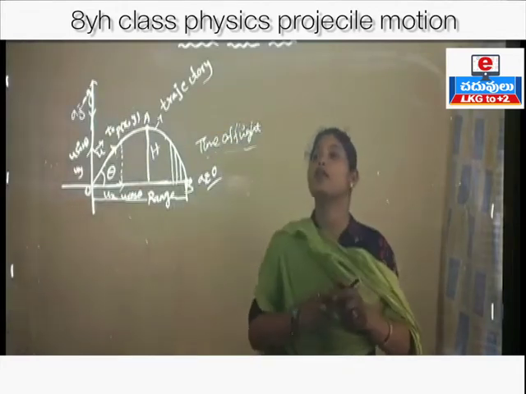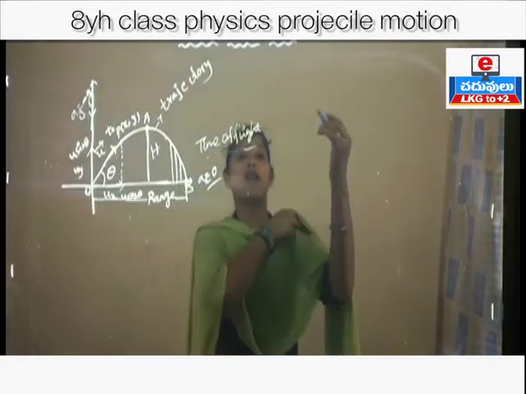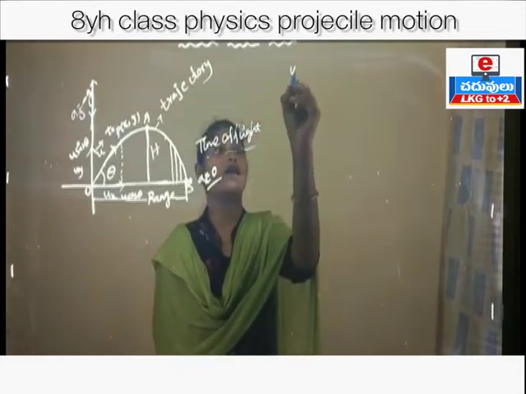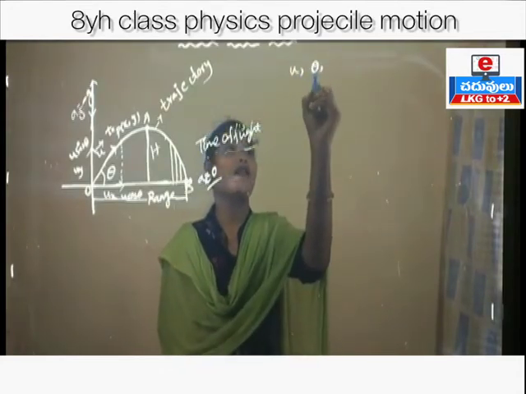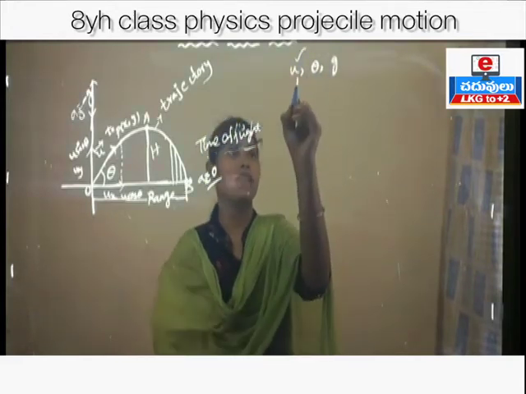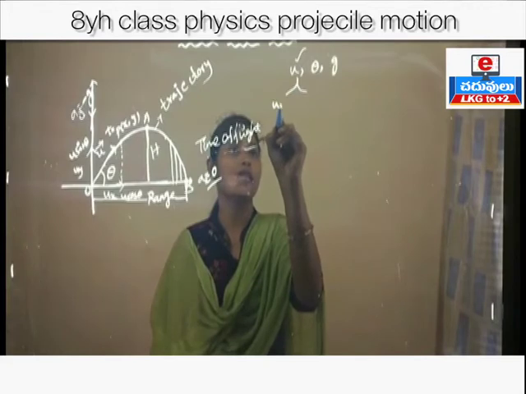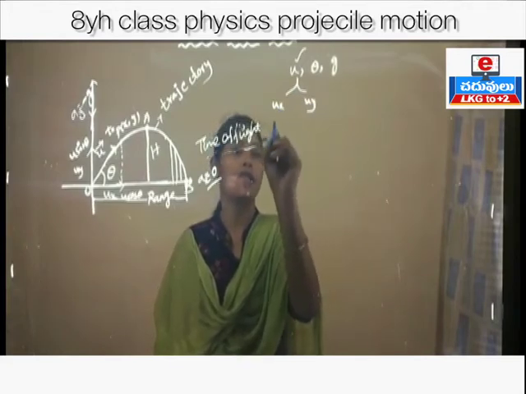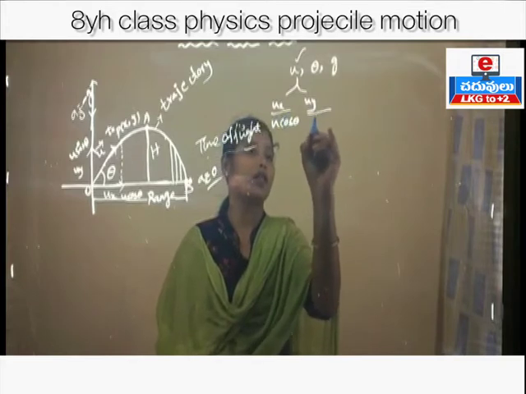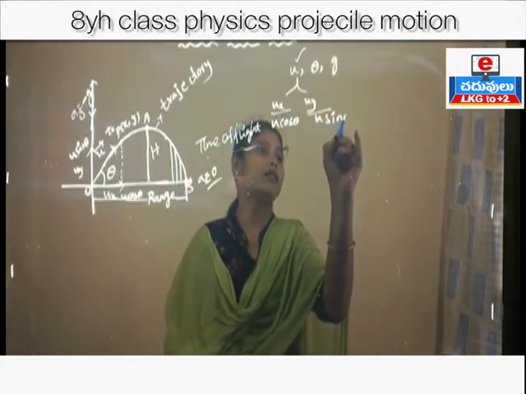So from this, we have to know the calculations. What are the calculations we need? In the given data, u we know, theta we know, and g we know. u is the initial velocity, which has the components ux and uy. ux is equal to u cos theta, and uy is equal to u sin theta.